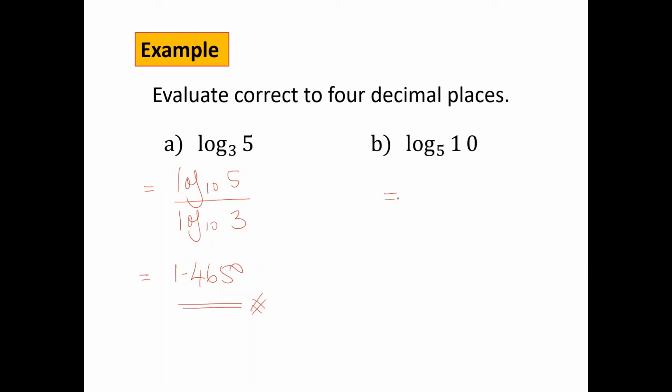Same goes to log 10 base 5. So we change into base 10. This is equivalent to log over log, so 10 will be at the numerator, 5 will be at the denominator. So log 10 base 10 will be 1 over log 5 base 10. So we just find the value using the calculator, and you will get 1.4307.